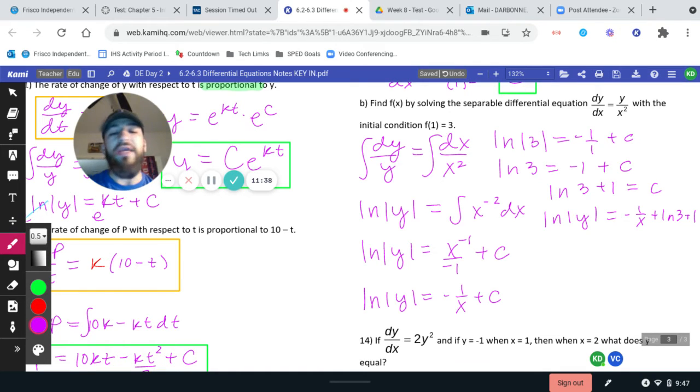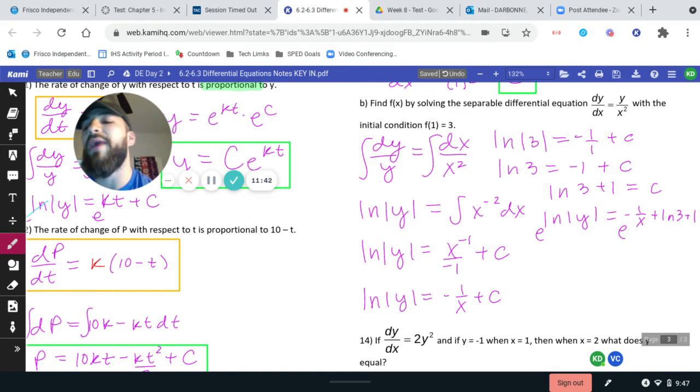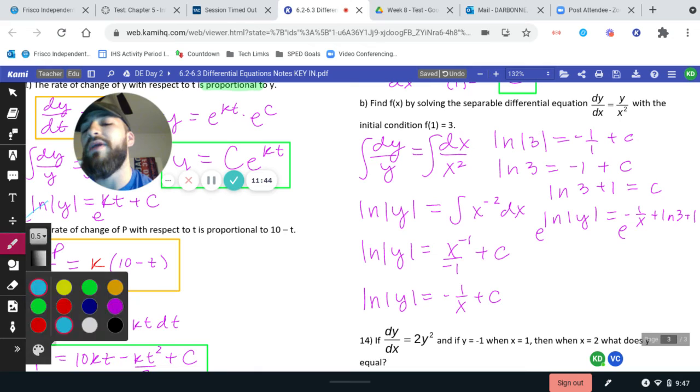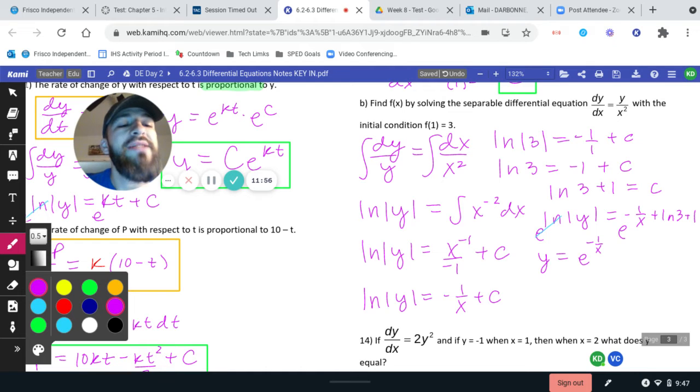Okay. From here, I can go ahead and take a base of e on both sides because I want to get y by itself. Remember, we do this all the time in chapter 6. So on the left side, it cancels out. We get just y. On the right side, we get e to the negative 1 over x. That's not going to cancel out. Plus natural log of 3. Okay, so e and natural log of 3 I could get to cancel out. Plus 1 I can't get to cancel out.